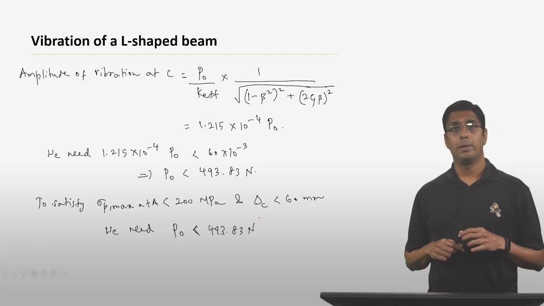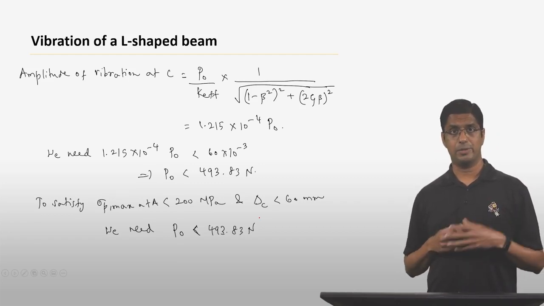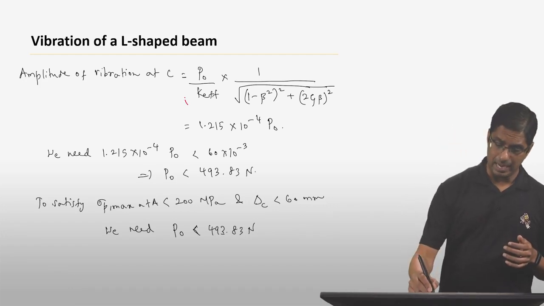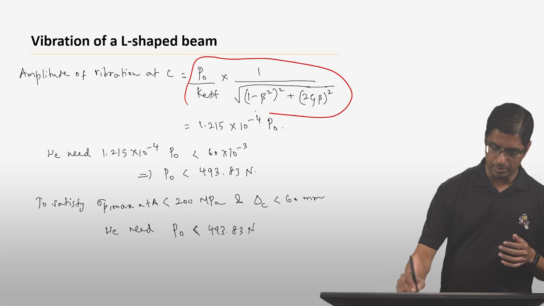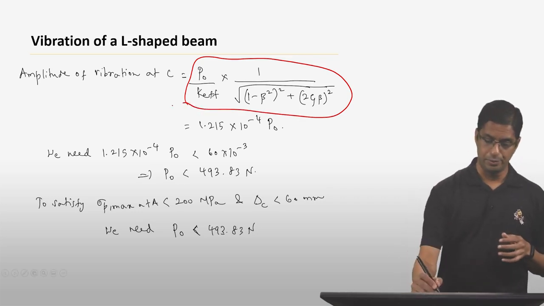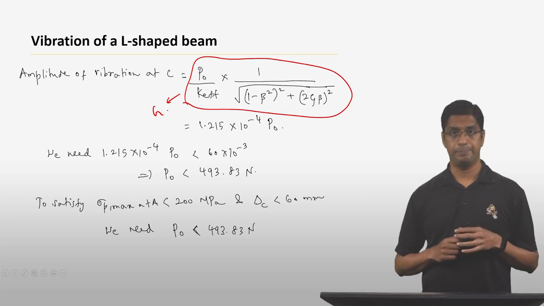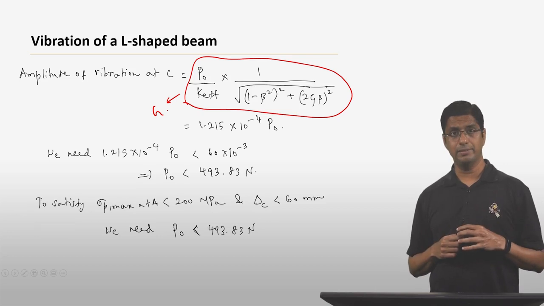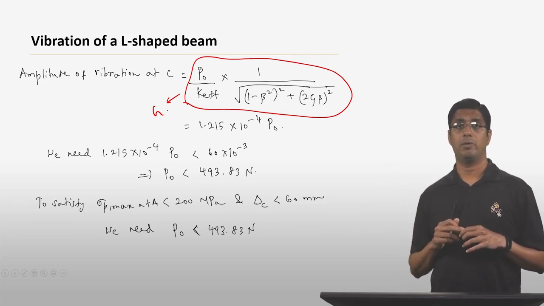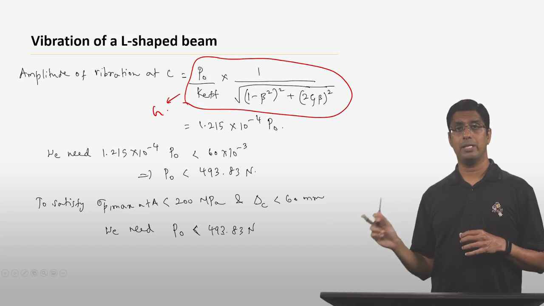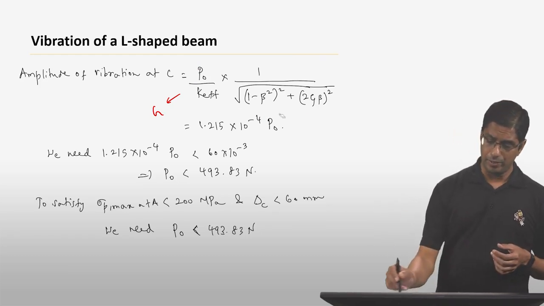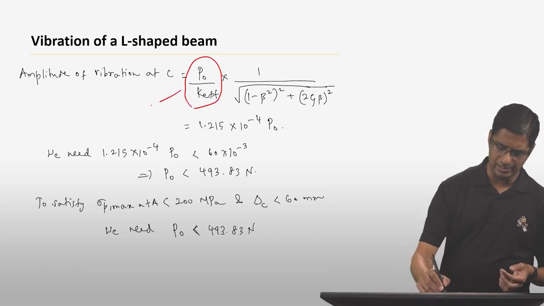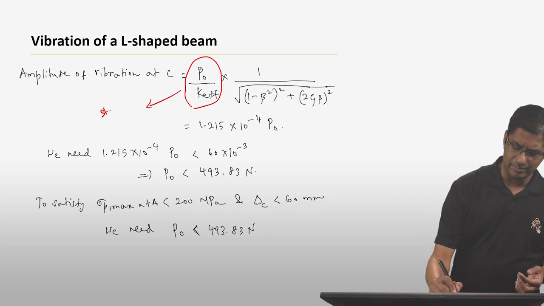Now, because of this particular case, this is essentially a single degree of freedom system, you know that the amplitude of vibration is given by this particular factor. So sometimes we use G to indicate this. Which is given by P naught by K effective times 1 over the square root of (1 minus beta square) the whole square plus (2 zeta beta) the whole square. If you want to think about it a little bit more carefully, this P naught over K effective essentially is the static deflection.